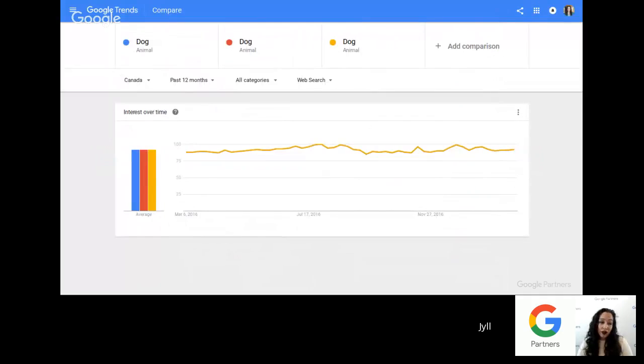All right, next, we're going to compare different geographies. So instead of looking at dog versus cat, we're going to look at dog, dog, dog, but then change the country for each. So again, I'm going to ask you to jump in with a guess. Where do you think dogs are most popular between the US, the UK, and Canada? Start typing your guess into the search box when I show you how to do this.